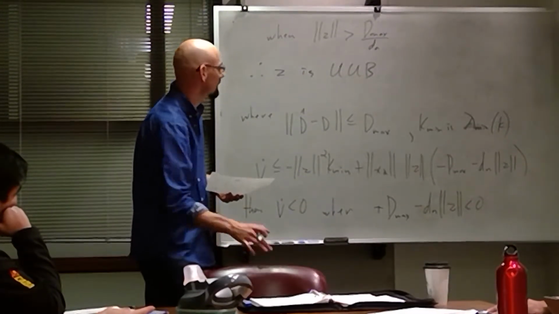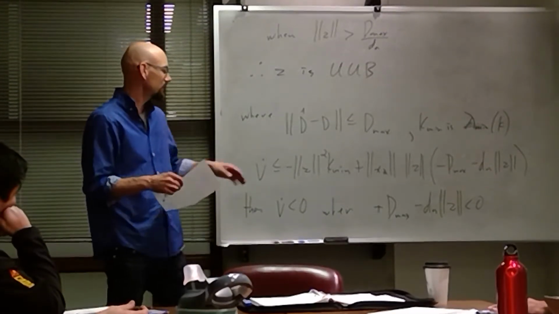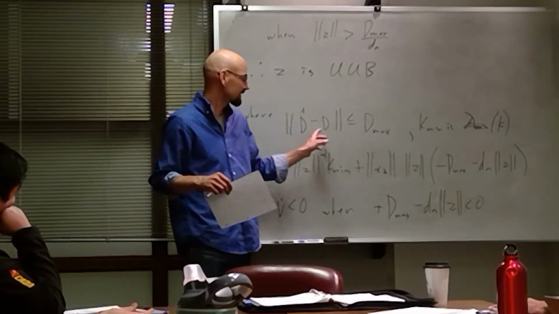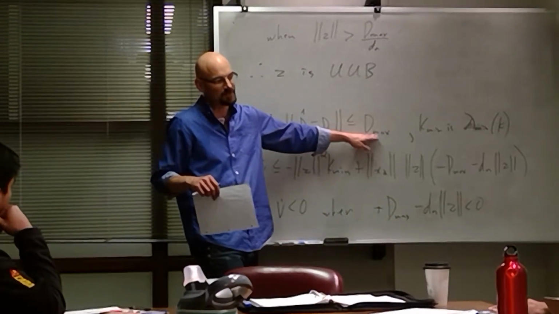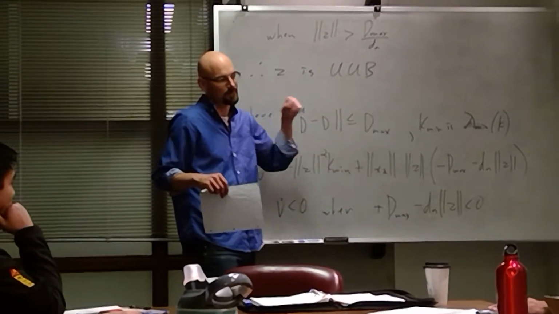But if you have that, Dmax might be, rather than an uncertainty of friction, your neural network error. Is that what you're thinking about? So what's your question?